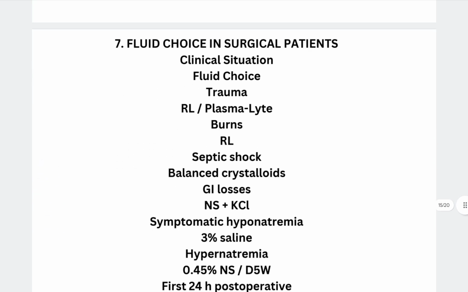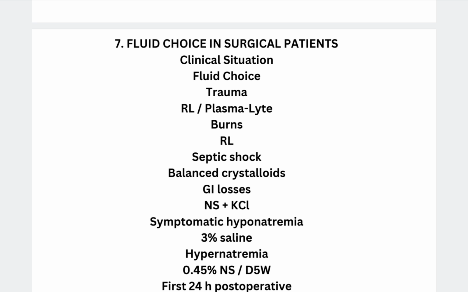So coming to fluid of choice in surgical patients, in a clinical situation, if you have a trauma patient with shock, we are going to infuse ringer lactate or plasmalite. For a patient with burns, fluid of choice is ringer lactate. For a patient with septic shock, we have to infuse balanced crystalloids, because the patient will have leaky capillaries.